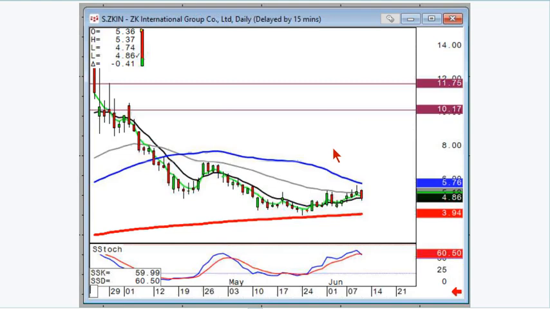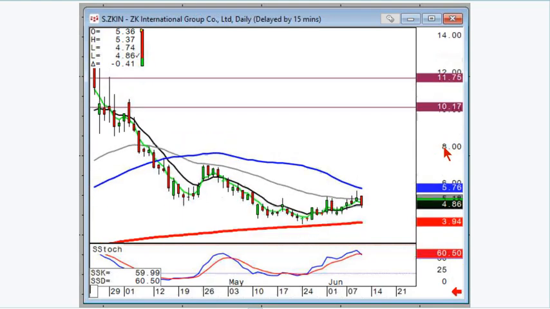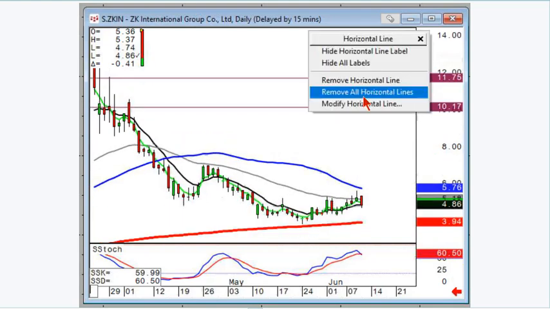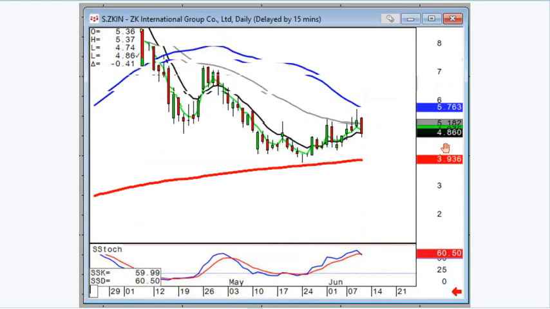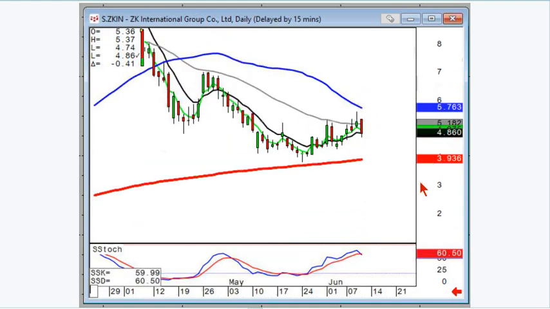Z10, let me see, let's get rid of those. That's not great. You've got a fry pan bottom, but it's not really enthusiastic. If you were long and this opened lower tomorrow, yes, close it out. There's better places.